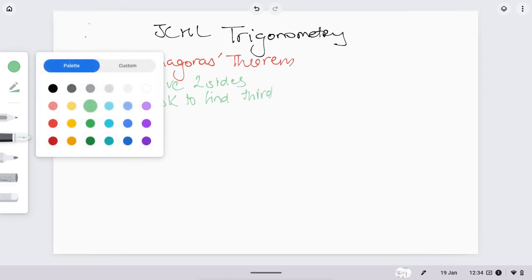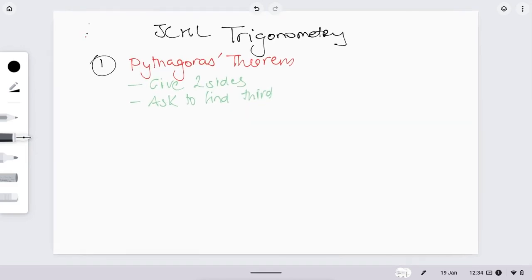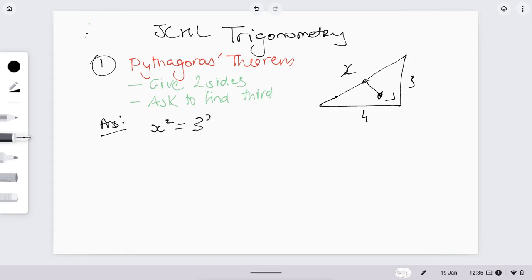So say, for example, I had this triangle here. These are all right angle triangles. So all we're doing at junior cert is right angle triangles. The famous one is the 3, 4, and we'll call it x. Now, what Pythagoras says is the hypotenuse squared. The hypotenuse is opposite the right angle. It's the highest side. The hypotenuse squared, so in this case x squared, is equal to the sum of the squares of the other two sides. So it's equal to 3 squared plus 4 squared, or 4 squared plus 3 squared.